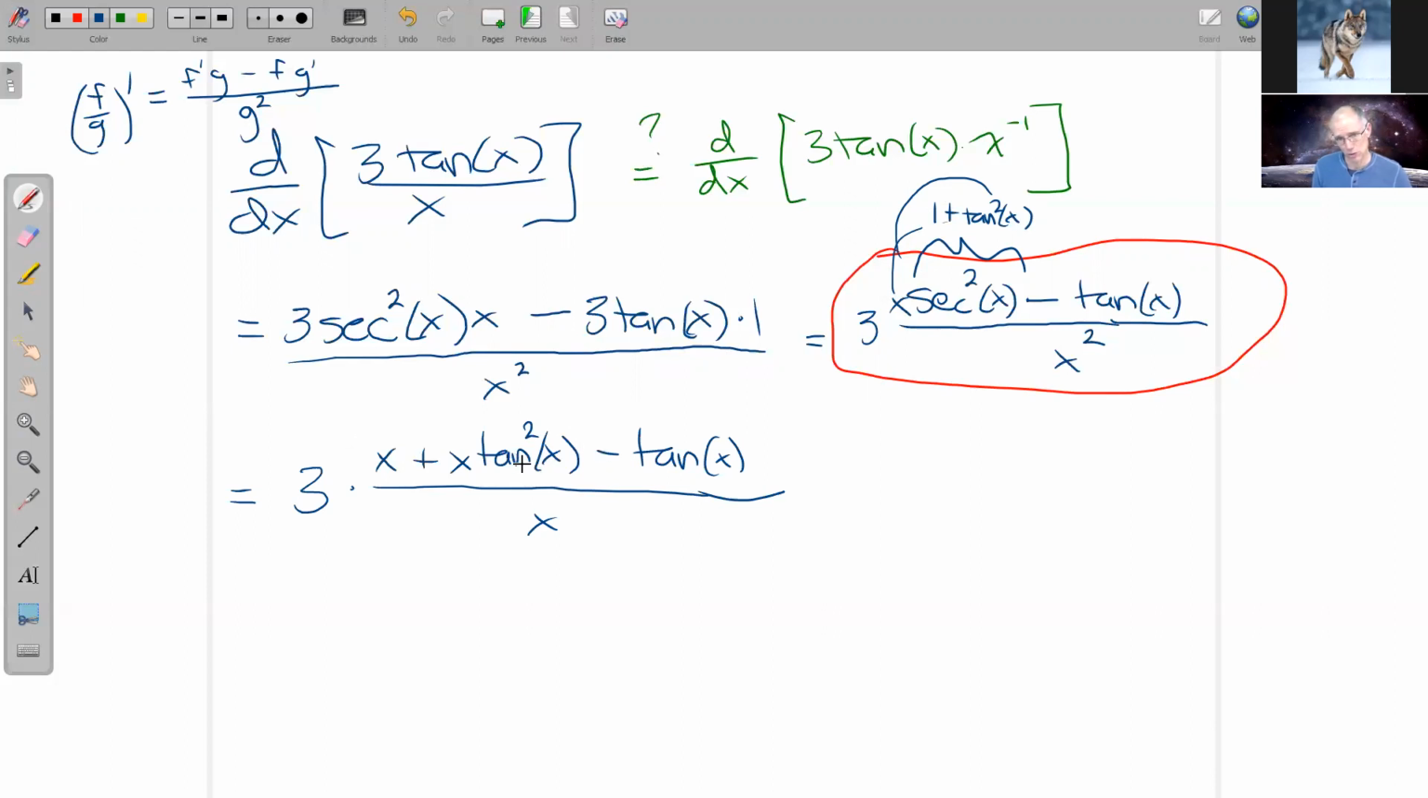And then, you know, sometimes you'd hope that something with the tangent squared and the tangent might clean up, but this one has an x and that one doesn't have an x. So not helpful. Yeah, I think this is probably the best we got.